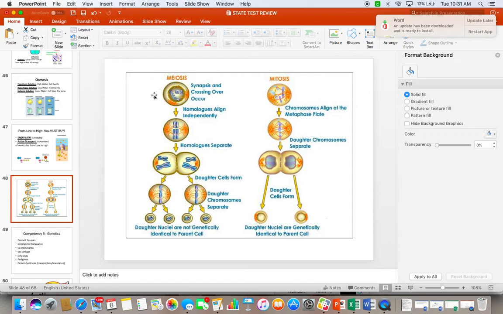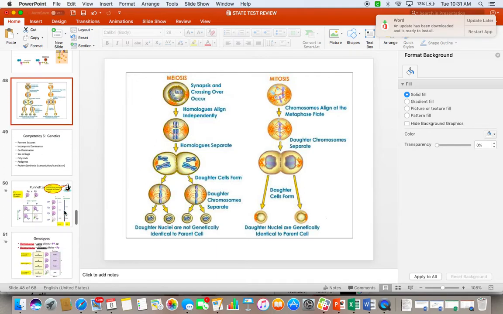This is meiosis, making the cells that made me, which are the egg and sperm cells. These 4 cells down here are not identical to this one up here. If this one had 46 chromosomes, these down here would only have 23. And so that's why you have 2 divisions. You have prophase 1, metaphase 1, anaphase 1, telophase 1, prophase 2, metaphase 2, anaphase 2, telophase 2. So just make sure you know your mitosis and your meiosis.